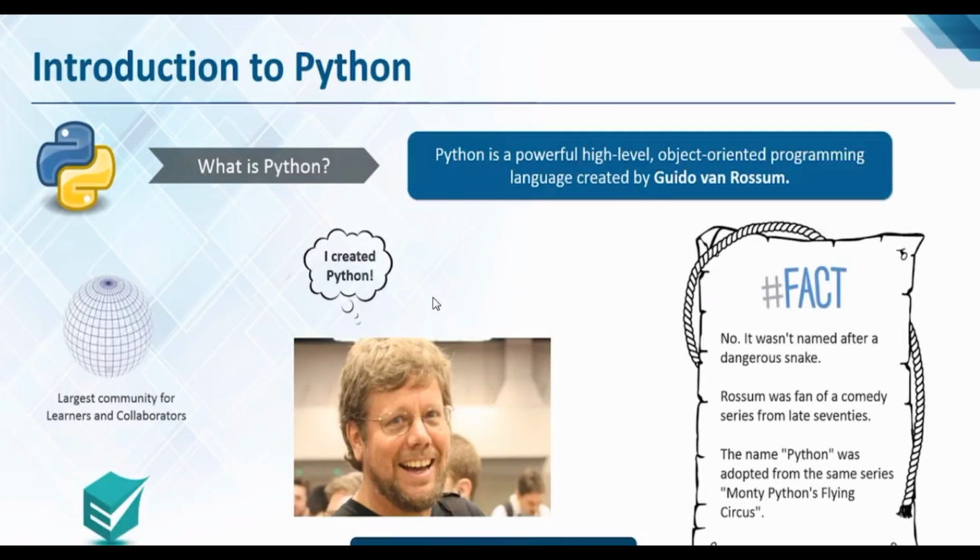So this is Guido van Rossum, who created the Python language, named after a special TV serial, that is Python. It was not named after the dangerous snake. He has a pet, that is snake. On the basis of that particular name, he named this language Python. Nowadays, it has the largest community for learner collaboration, and it is open source also.